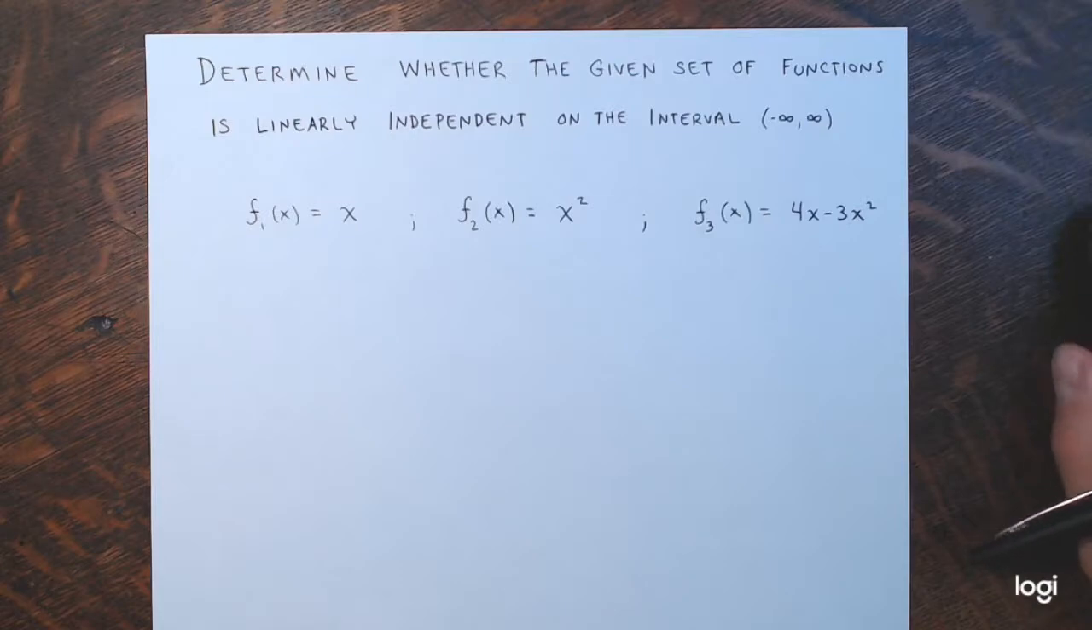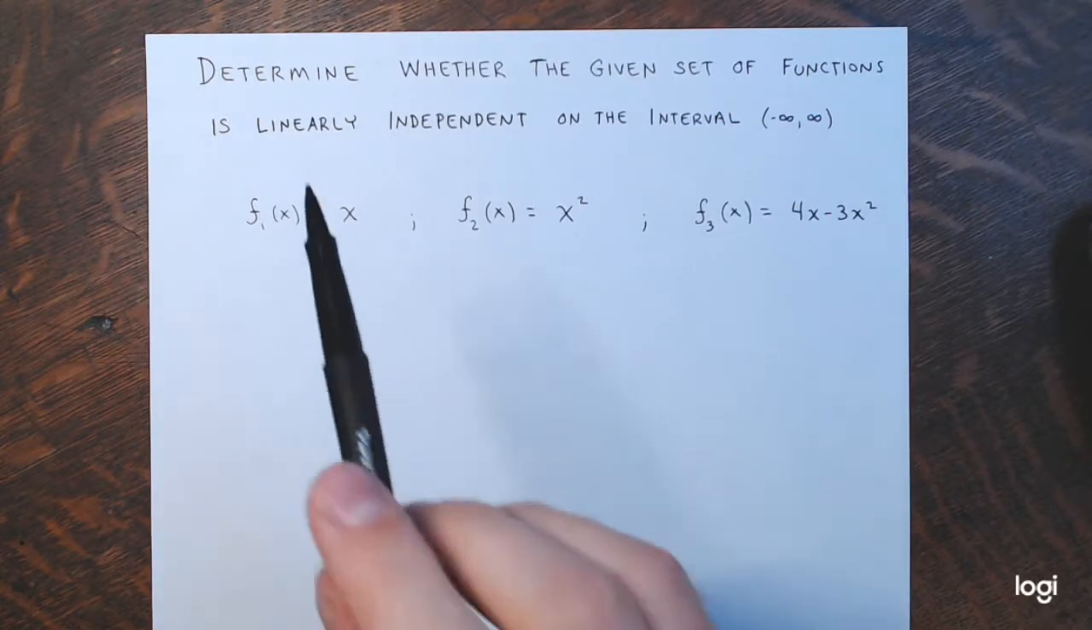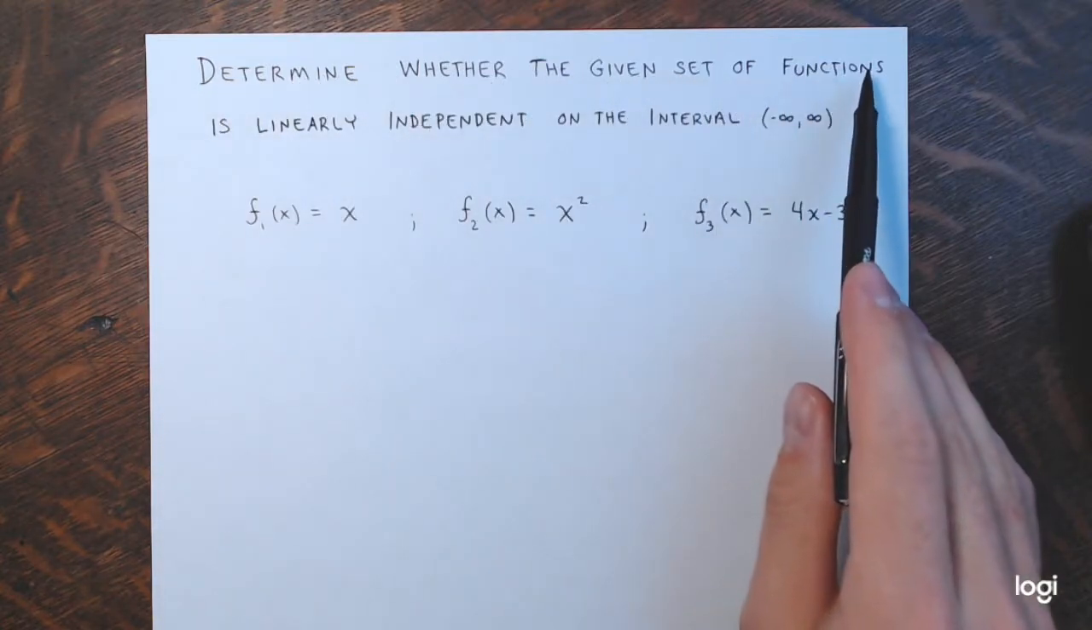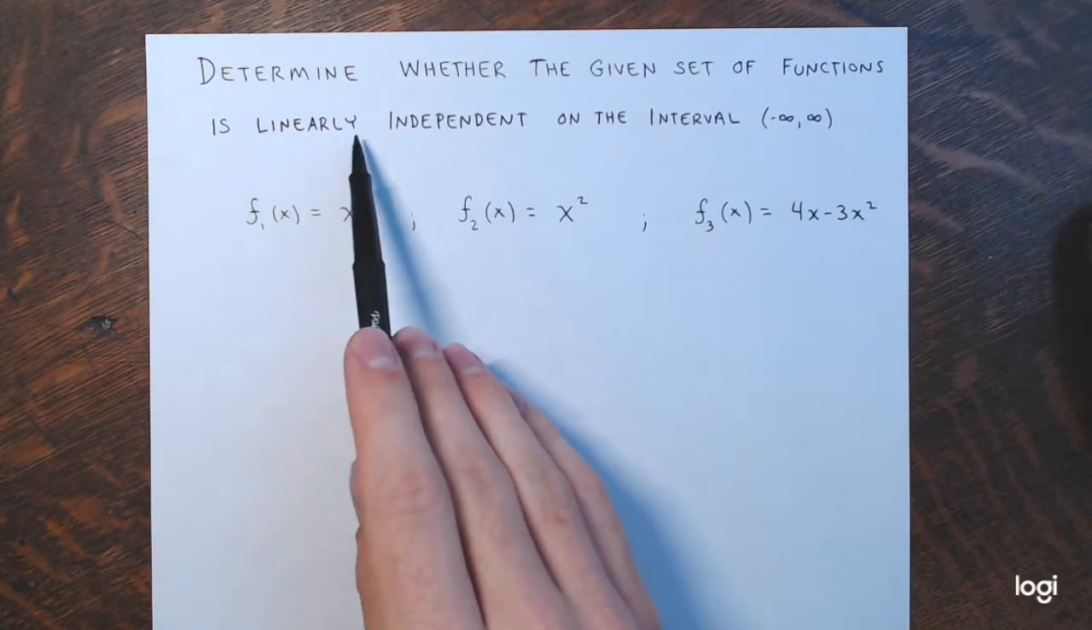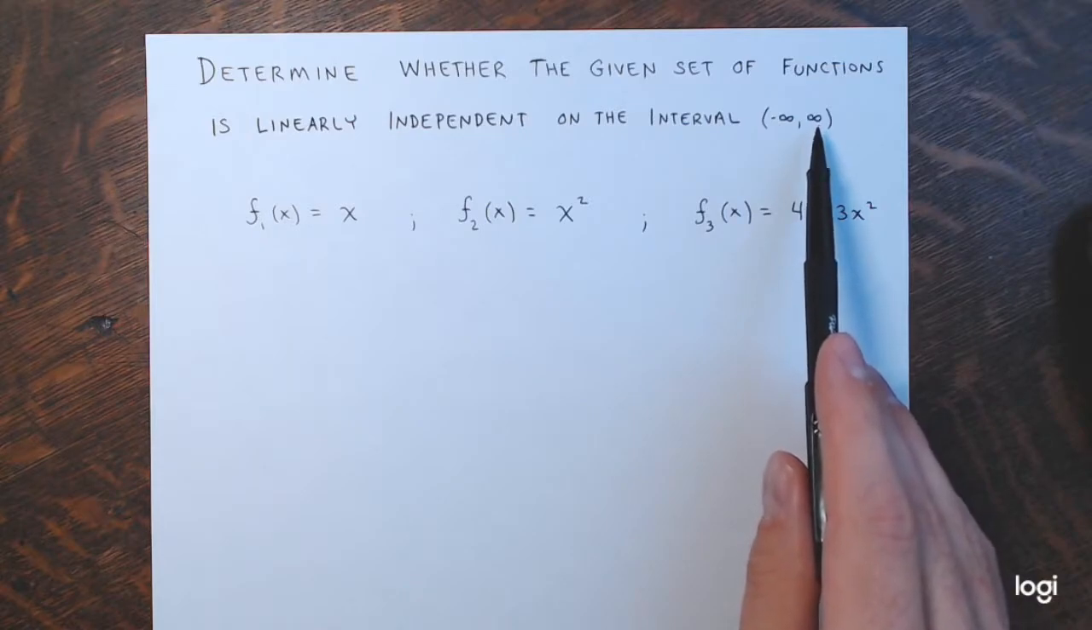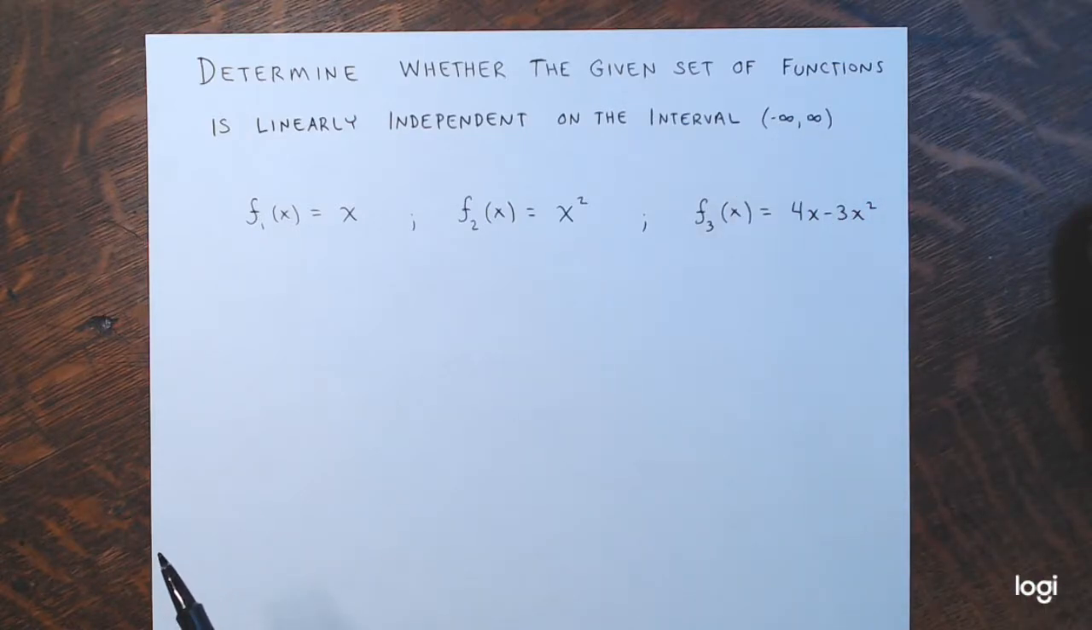So for all three examples I'm going over in this video, I have the same set of instructions, and they're this. Determine whether the given set of functions is linearly independent on the interval from negative infinity to infinity, so on the entire real number line. Alright, so before we get into the example, let's talk about what it means for a set of functions to be independent.